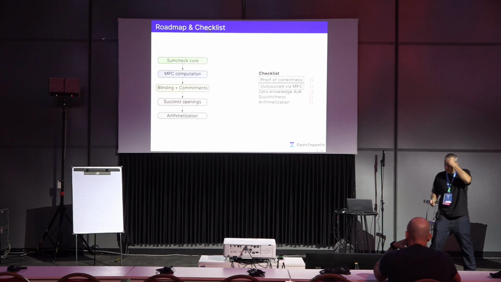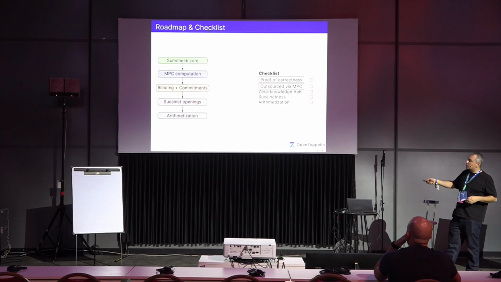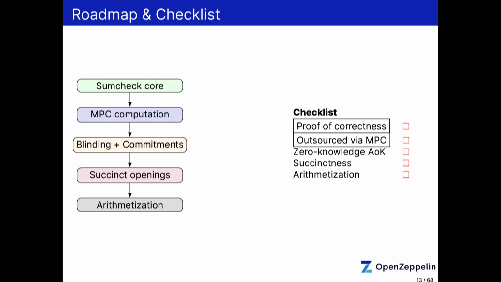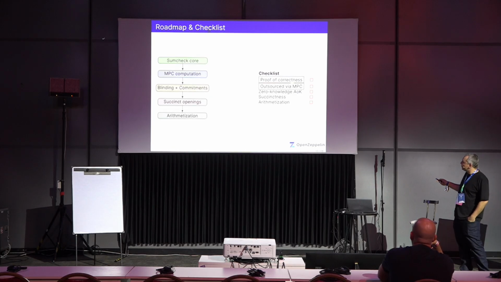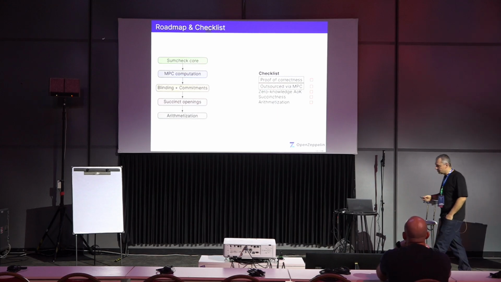So this here is a whole roadmap of how you would build up a simple toy ZK SNARK from the ground up, basically, such that it is MPC friendly. And we start with the Sumcheck protocol, which we introduce in a moment. Then we add MPC computation, and then we add all the other components that are needed for a SNARK, like blinding, commitment, succinctness, and arithmetization. But in this workshop, we focus only on those first two blocks, simply because time is limited. We will talk about proof of correctness and then outsourcing this proof of correctness.